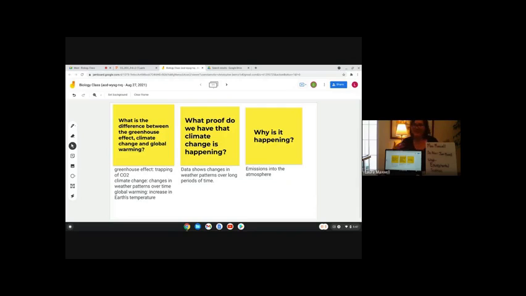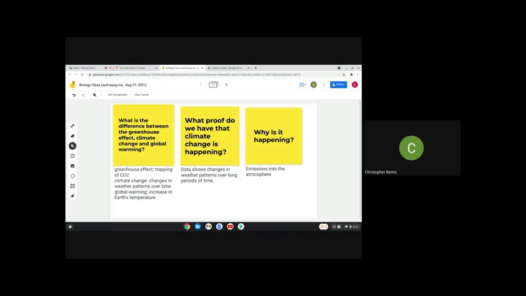Do you want to read the next one too? Ideally, we'd have another participant reading this one, but we only have Christopher today, so he's going to be reading it for us. So what proof do we have that climate change is happening? We have data that shows the changes in the weather patterns over periods of time. And then for the third one, why is it happening? Partially emissions into the atmosphere, such as the carbon dioxide that we release, getting trapped underneath the ozone layer or destroying the ozone layer with other emissions. This leads then to climate change and global warming and other changes in weather patterns.